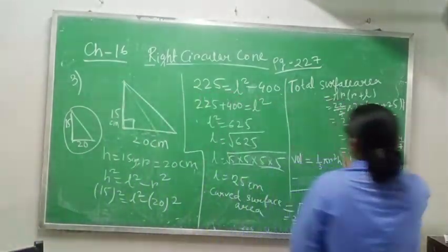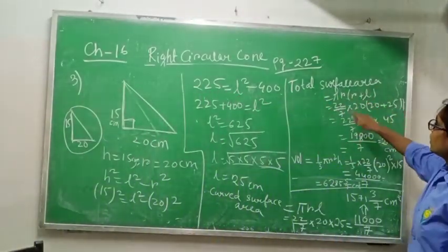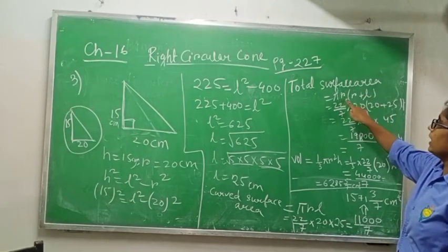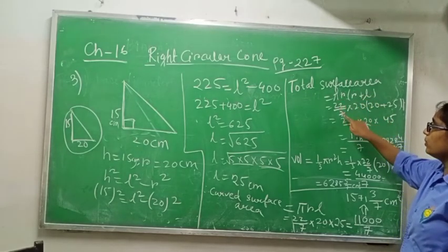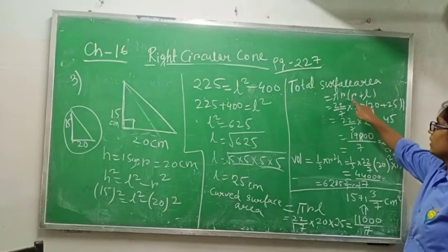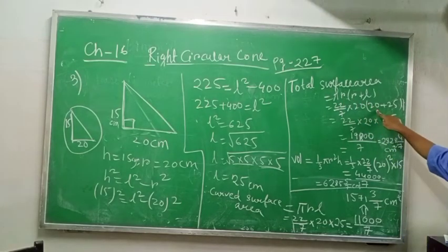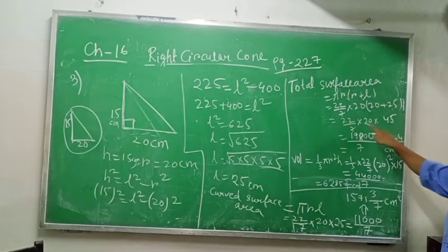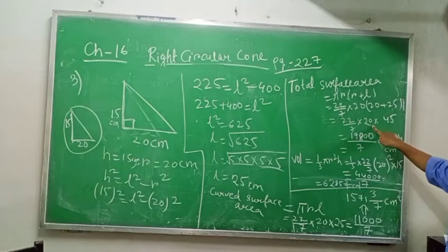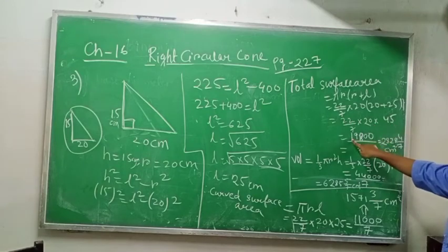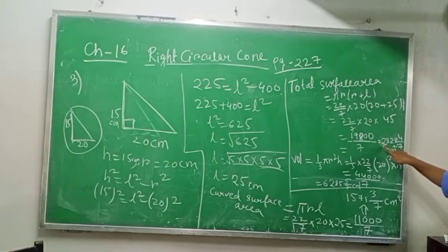Okay. Now the second thing is total surface area. What is the total surface area formula? Pi r plus L. Pi value is 22 by 7 into r is 20. Again bracket, inside the bracket you have r plus L. It means 20 plus 25. When you add, you will get 45. When you multiply 22 into 20 into 45, you will get 19,800 by 7. When you divide, you will get 2,828 4 by 7 centimeters square. Centimeter square in both the cases because they are area.